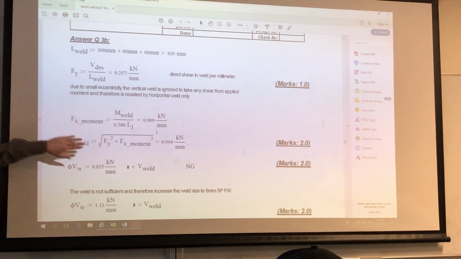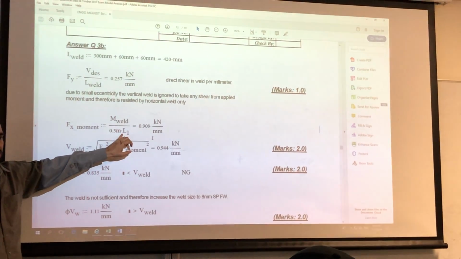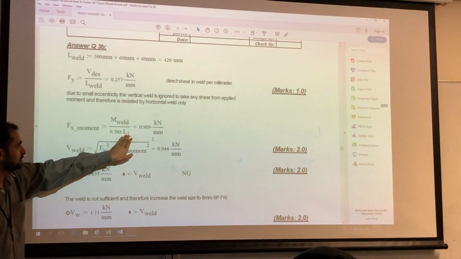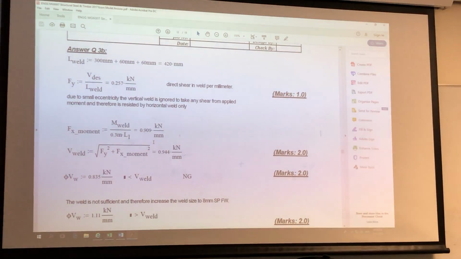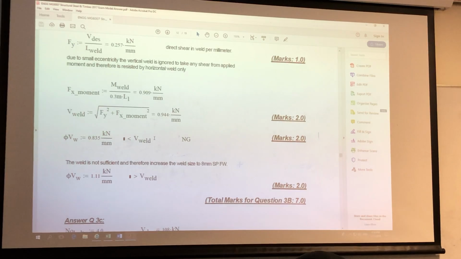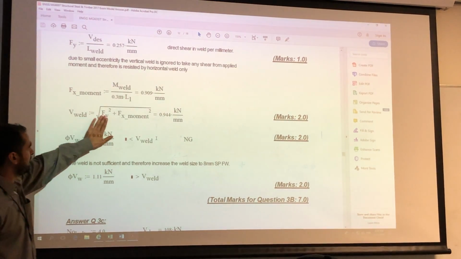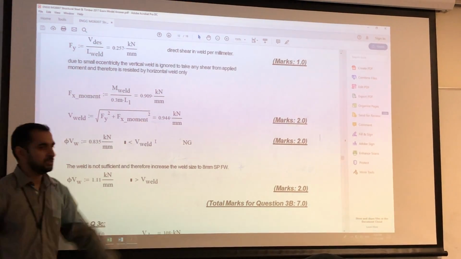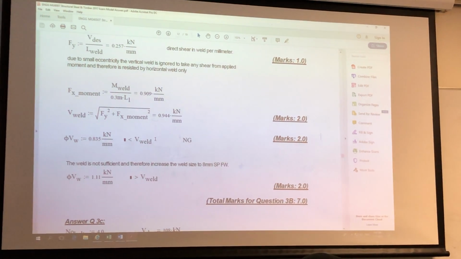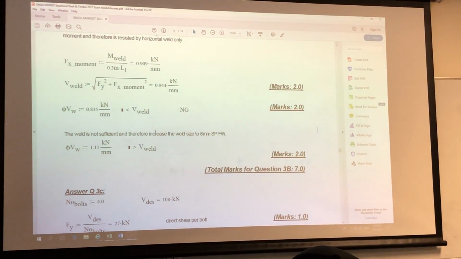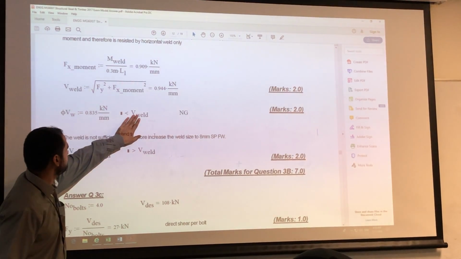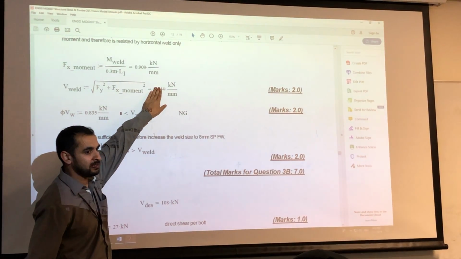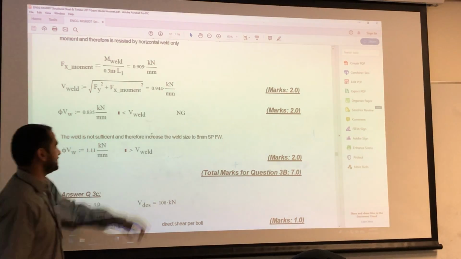In this case, I have done that shortcut. So I have taken that, plus the moment only by horizontals. That is what I have done here. So that's the horizontal length. Then there's the resultant, square root of Fy squared plus Fx squared. That will give you the resultant in that weld. And then the capacity is this much, which is less than the demand. The demand is higher just because of the moment, so it's not good.